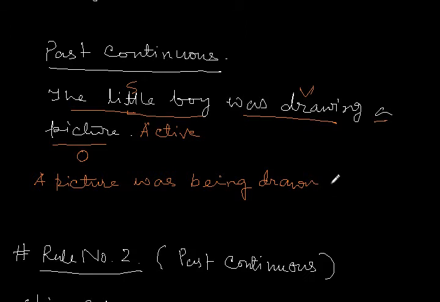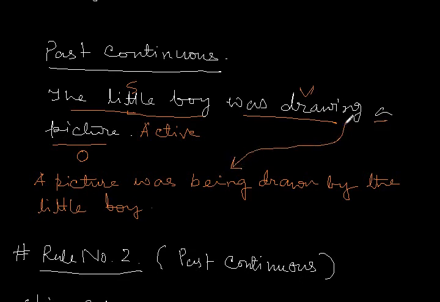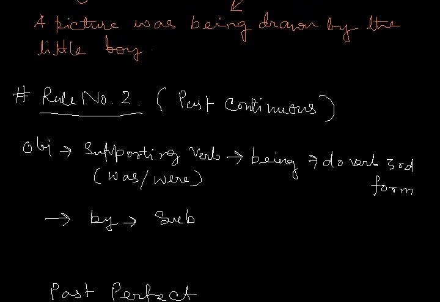The picture was being drawn, then by, then comes the subject, the little boy. So here it goes, the picture, object comes first, supporting verb, being for ing, then past participle form of the verb, drawn, then by, and then the subject, the little boy. So here goes rule number 2 for past continuous tense.